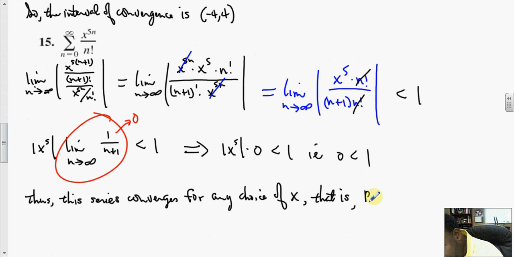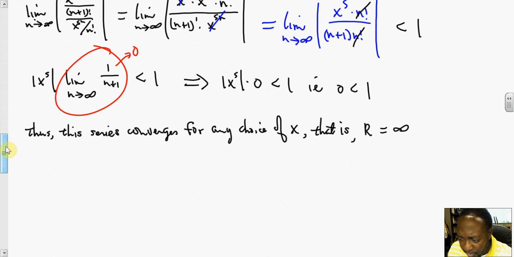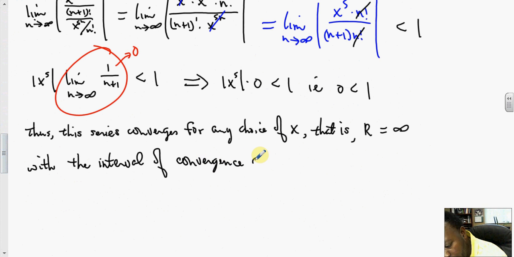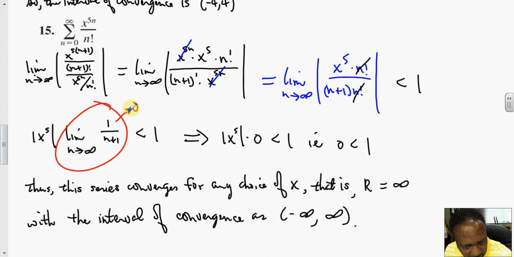That is, the radius can be anything. The radius is infinity, with the interval of convergence as the interval from negative infinity to positive infinity. Now, when you get that limit equal to 0, then you have convergence everywhere, right?